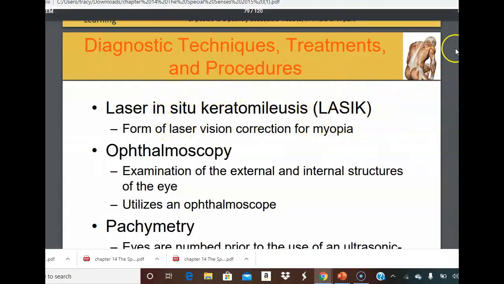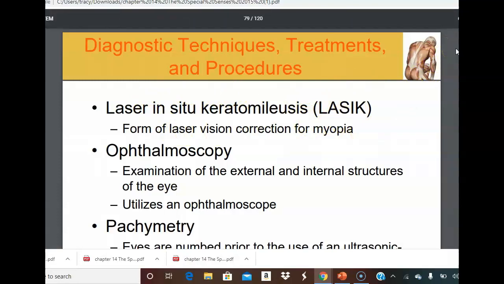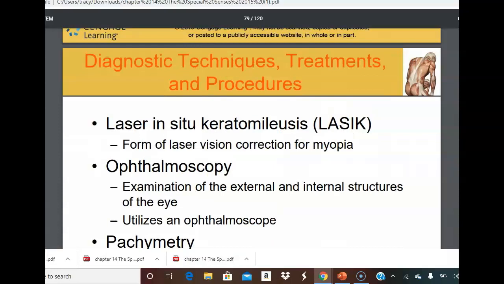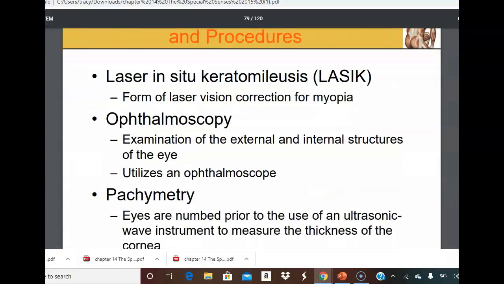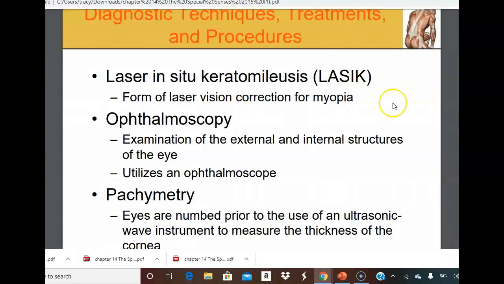This laser in situ is the LASIK procedure that we do for people that have astigmatism. Radial keratotomy is another one. These are the newer procedures that, when you have significant astigmatism or a corneal abnormality that leads to visual issues, if you go through this laser procedure, it can correct certain scenarios.